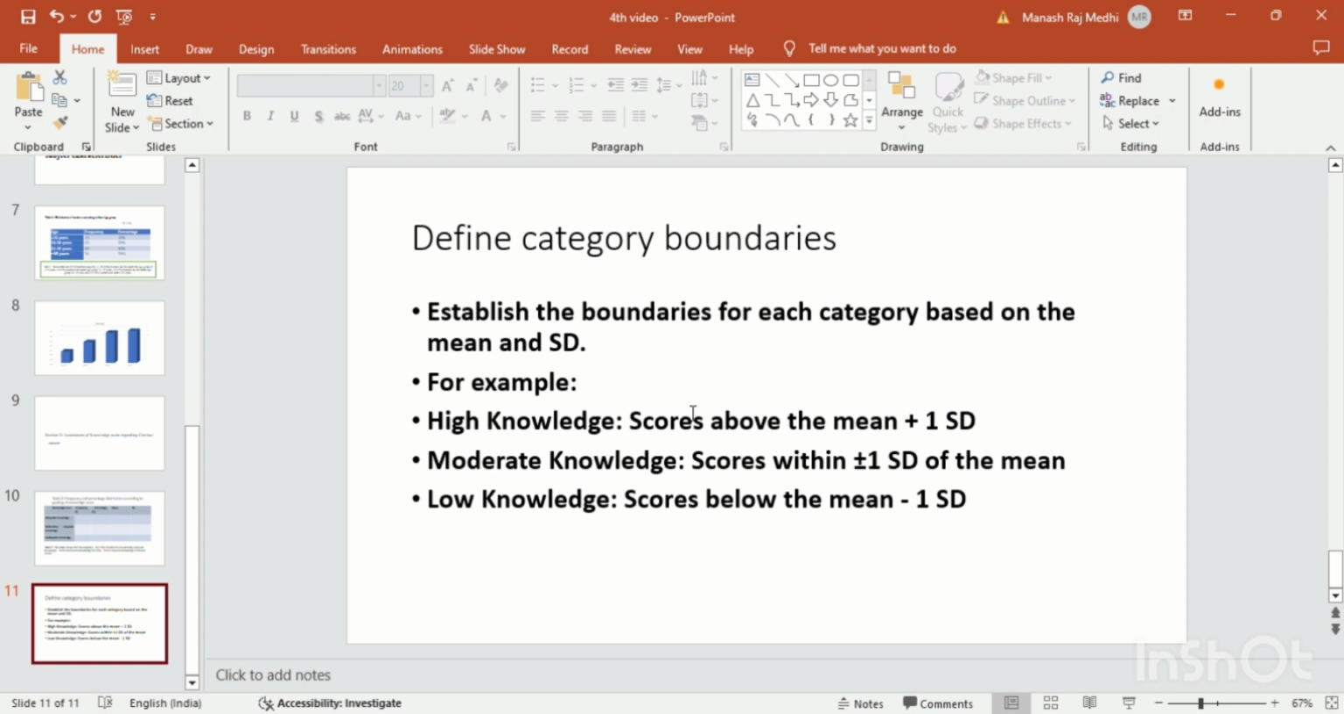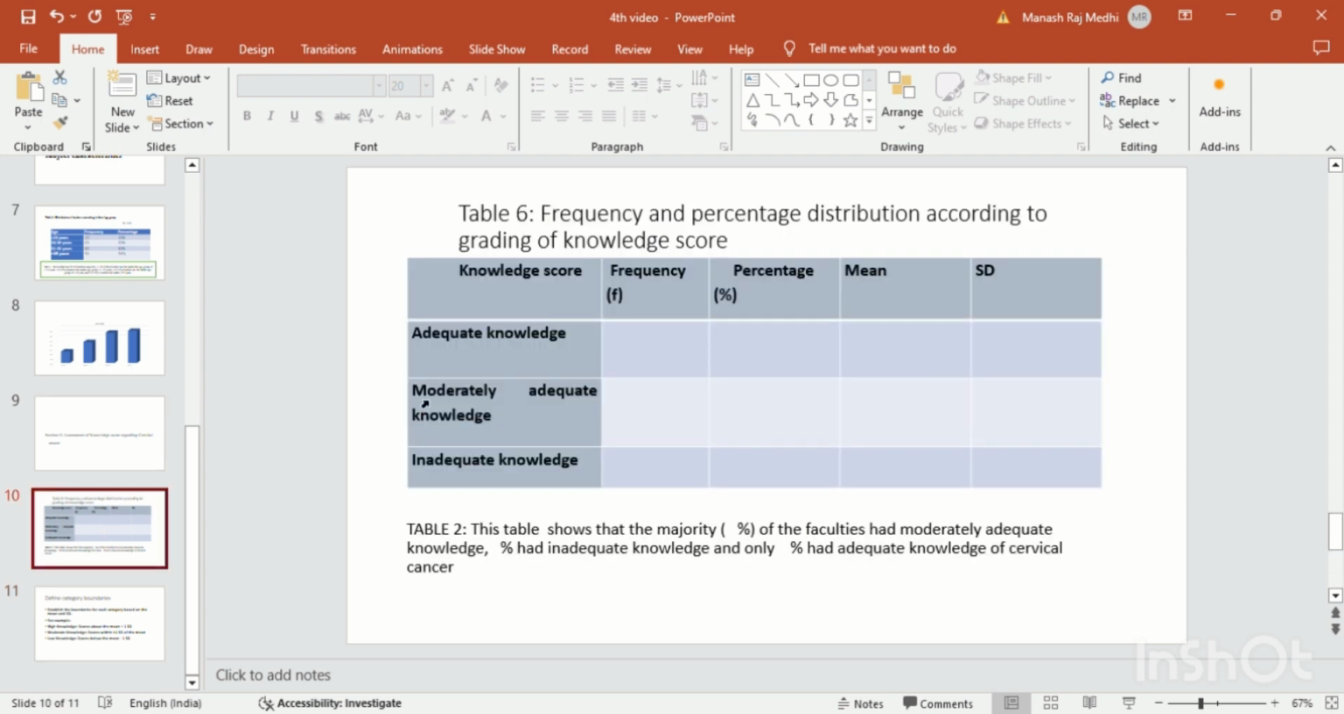To categorize your questionnaire score by using mean and standard deviation, typically you have to follow a few steps. First, calculate the mean and the standard deviation. Next, establish the boundaries based on the mean and standard deviation, like which values will come under the adequate category, the moderate category, and the inadequate category. The third step is to assign categories to the respondents based on where their scores fall in relation to these boundaries.